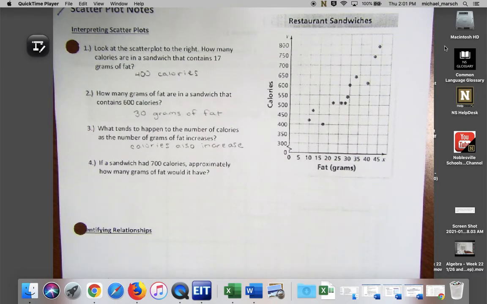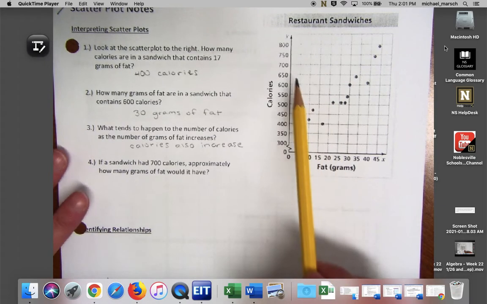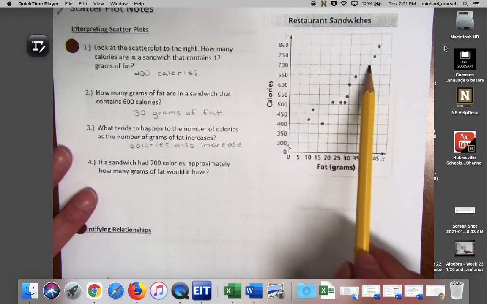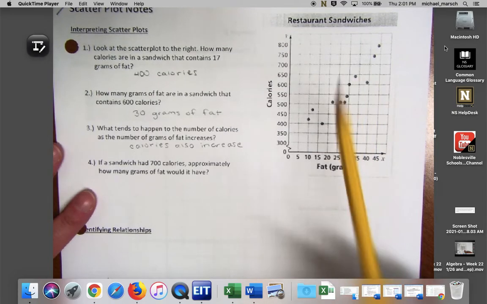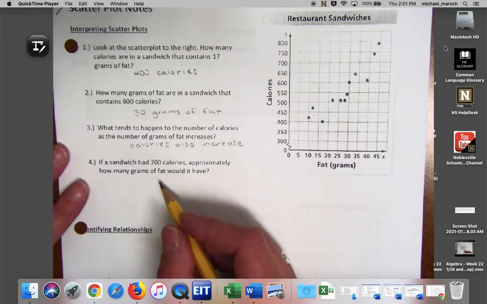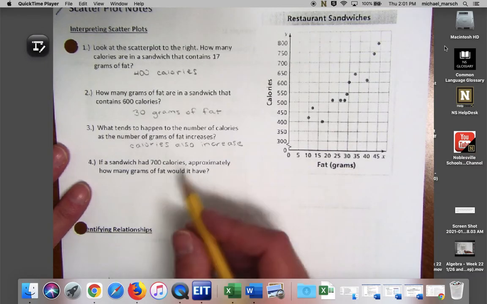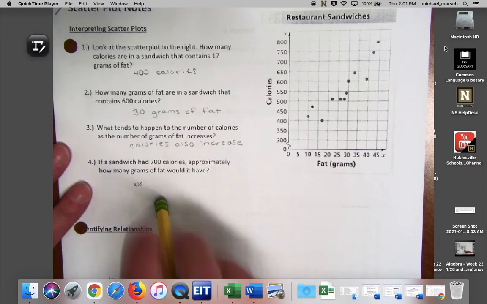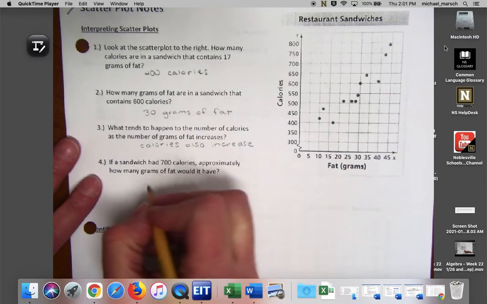If a sandwich had 700 calories, approximately how many grams of fat would it have? What do you think? 700 calories, how many grams of fat do you think it would have? 47. So if we go up to 700 and we go over, maybe around 40. I think it's going to be really close to about 40, right? This question right here kind of defines why we have scatter plots. So let's say about 40 grams of fat.